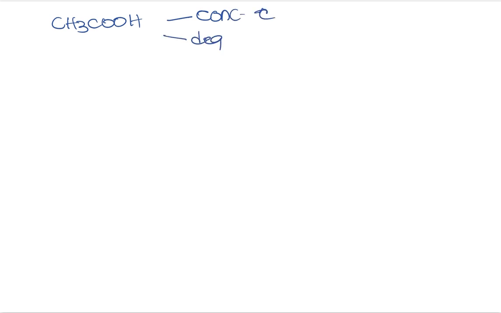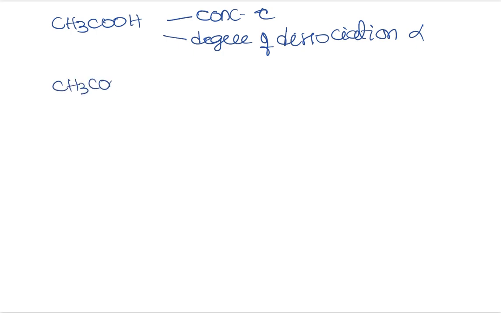So for example, let us consider one weak acid, acetic acid. Here the concentration of acetic acid is C, and the degree of dissociation we consider as alpha. When a weak acid like acetic acid partially dissociates in water, it forms H plus and acetate ions. Initial concentration is C.